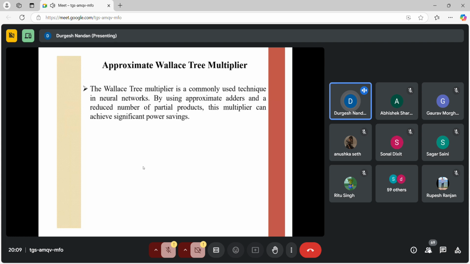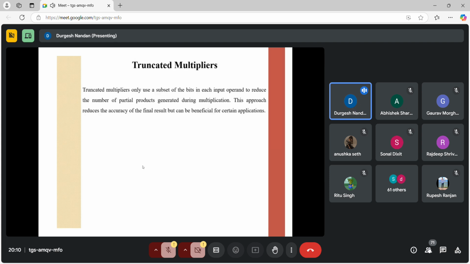Another approach is the approximate Wallace tree multiplier. It is another type of approximate multiplier, in which we perform the approximation in the Wallace tree multiplier. Basically we use an approximate adder and reduce the number of partial products, and we achieve significant power saving in an approximate Wallace tree multiplier.